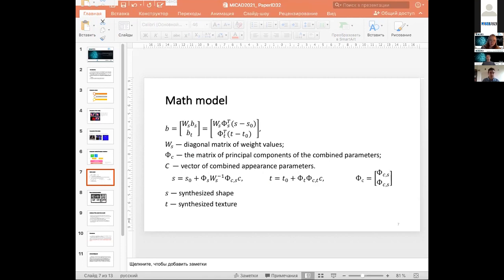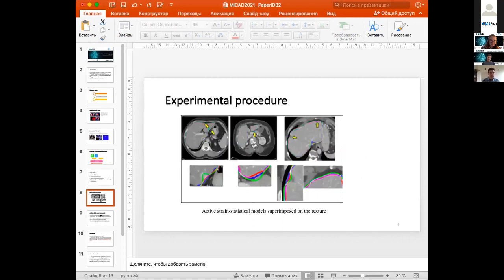After calculating the shape, appearance, and combined parameters, the so-called prediction matrix R is required, which in the sense of minimum root mean square error would satisfy the following linear equation. Experiment procedure: active strain statistical models superimposed on the texture are presented on this slide.